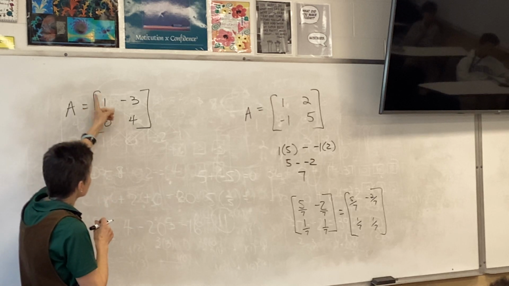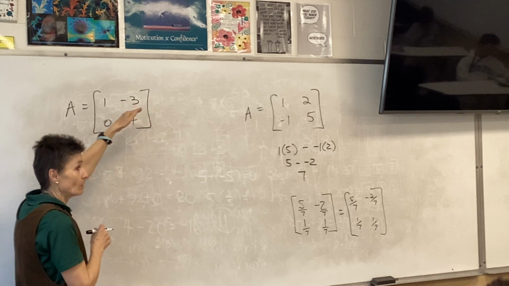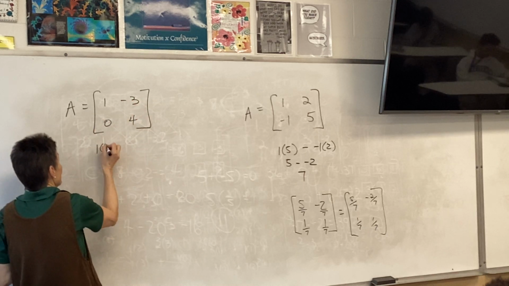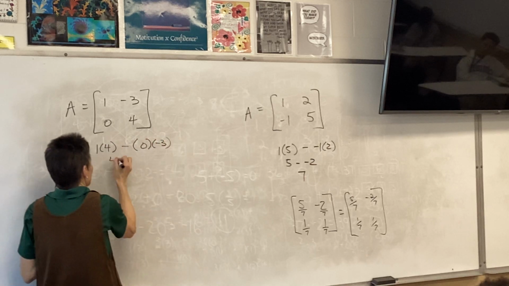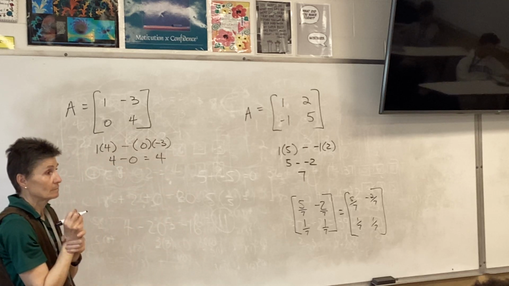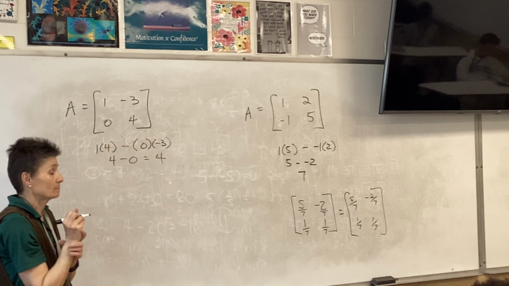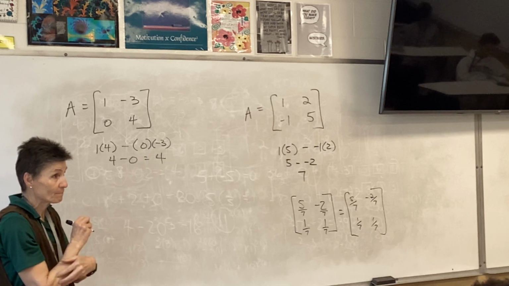The determinant is this diagonal minus this diagonal. So won't my determinant just be 4 minus 0 or 4? Did everybody get 4 for the determinant?